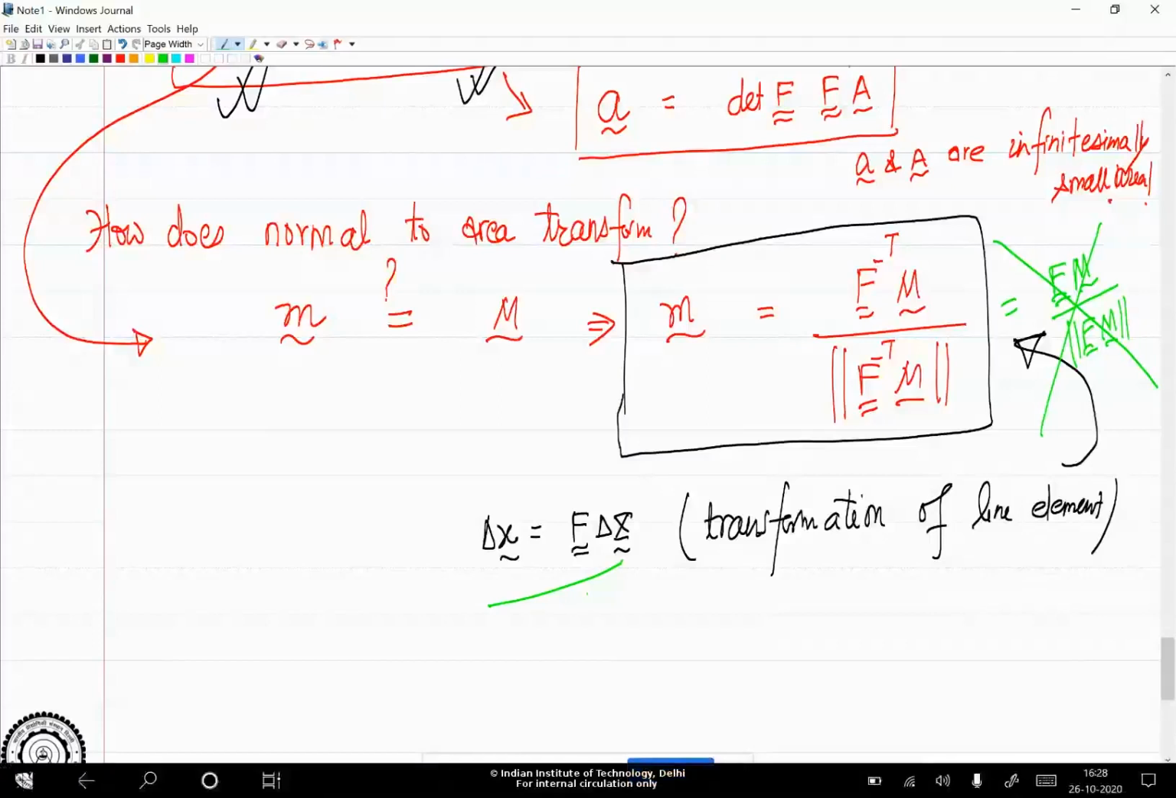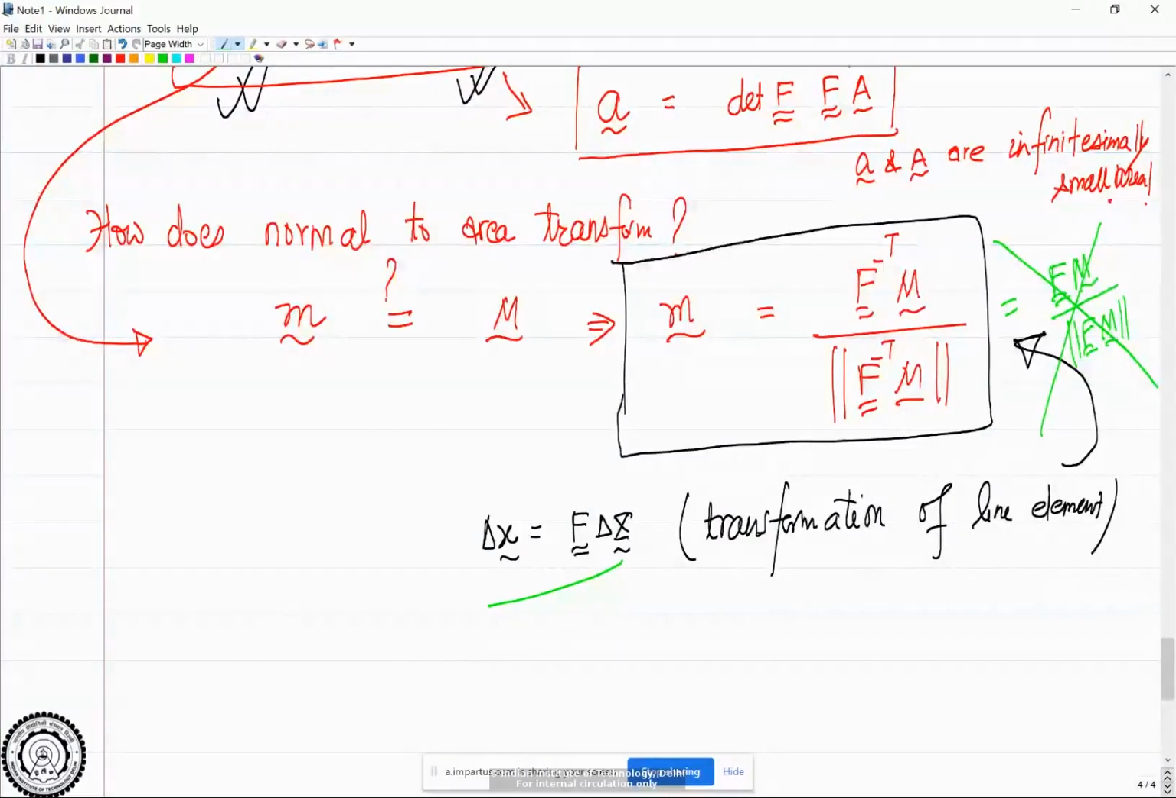Yeah? You have to think of it as, you see the area you're forming by delta capital X and delta capital Y, or delta small x and delta small y. So you have that tiny parallelogram. As you shrink the line elements, that parallelogram is also shrinking, but it is still an area. And the normal to that parallelogram is the small m. So during the shrinking process, small m is always the normal. Anyone else?